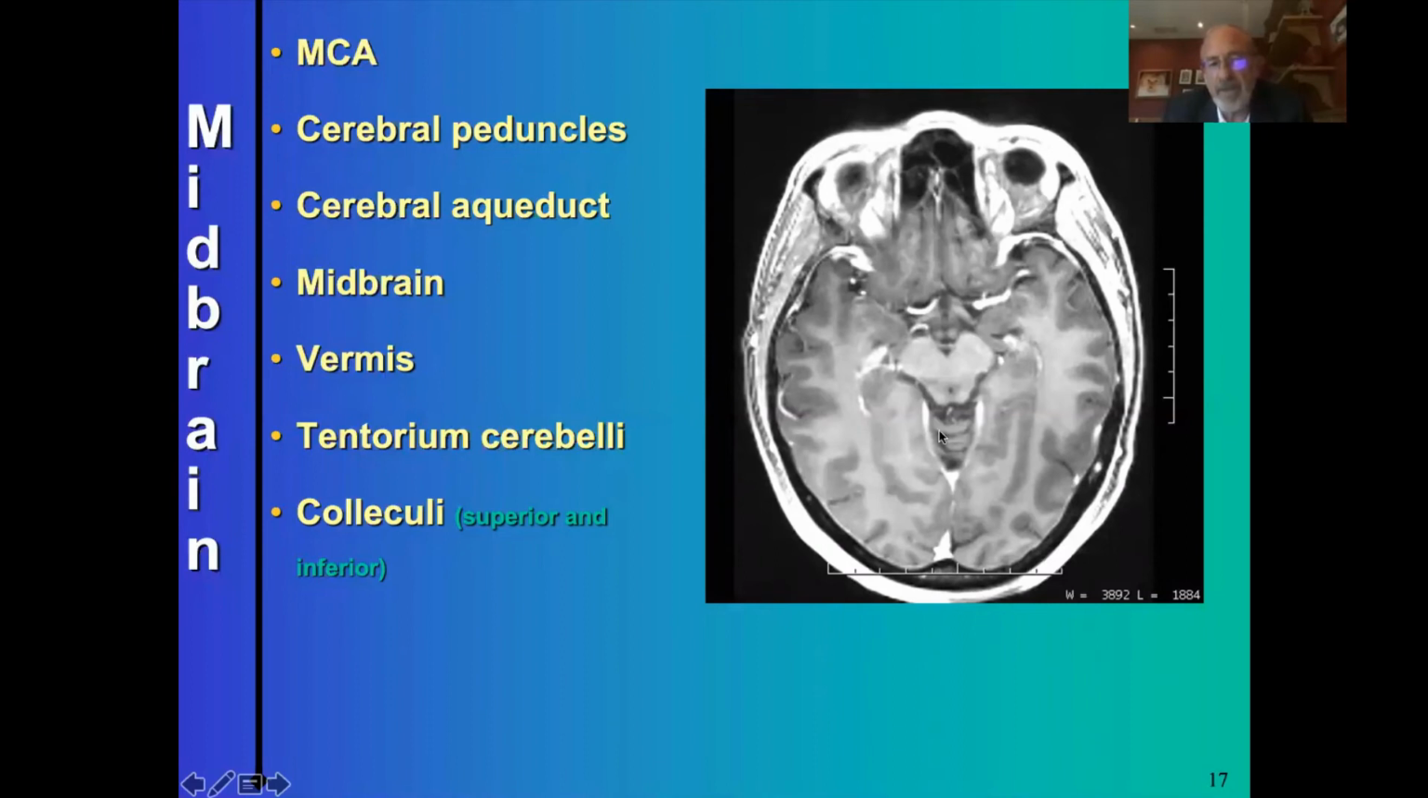You have the vermis, which is another connector that connects both hemispheres of the cerebellum. You have a portion of the dura mater that separates the posterior portion of the cerebrum from the cerebellum called the tentorium cerebelli. It has almost that wishbone appearance back over here that indicates the tentorium cerebelli.